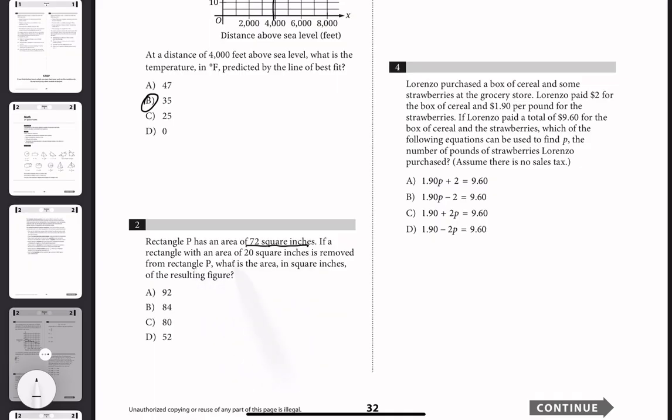Rectangle P has an area of 72 square inches. If a rectangle with an area of 20 square inches is removed from rectangle P, what is the area in square inches of the resulting figure? This is just simple subtraction, and you get 52 as your answer.